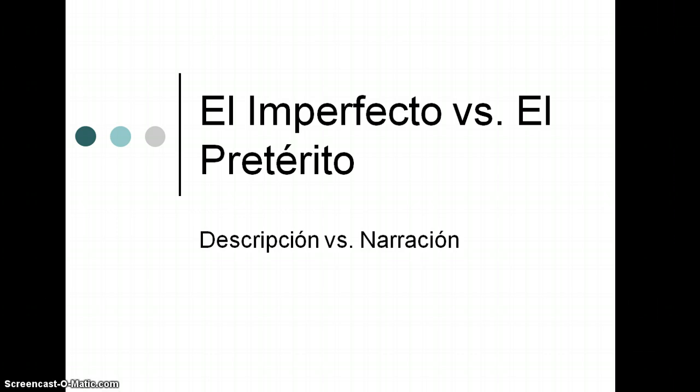You'll recall that last week we did an inductive exercise where we figured out how and when the imperfecto is used. We reviewed the pretérito several weeks ago already, and we also hinted last week at how the imperfect and the preterite would be used together to narrate in the past. Today I want to take that a step further and deepen our knowledge a little bit.